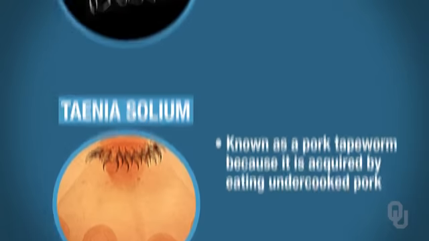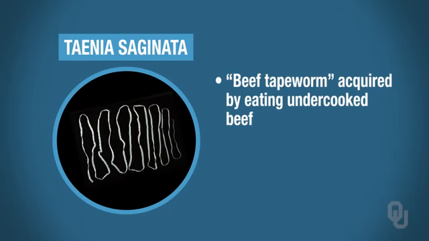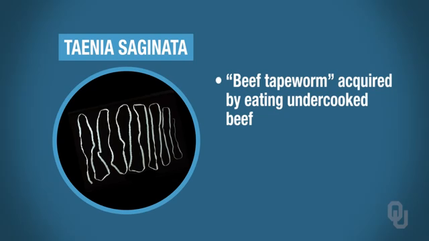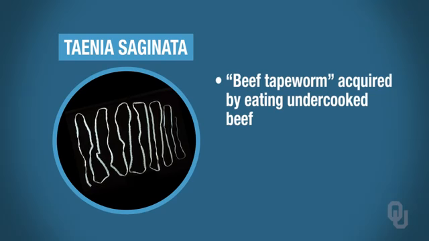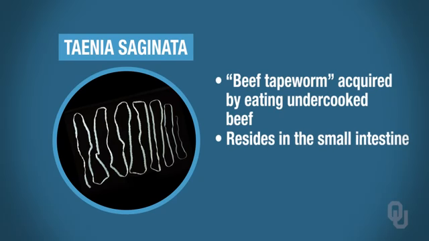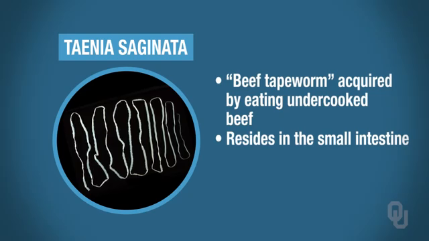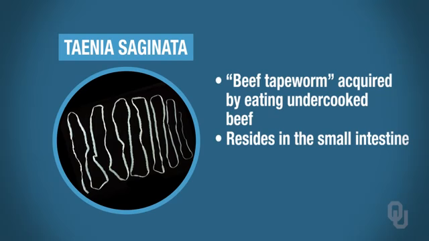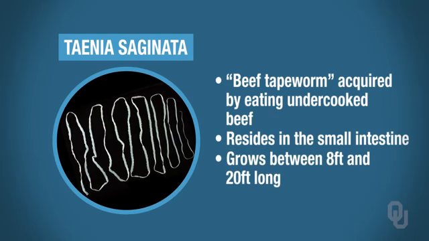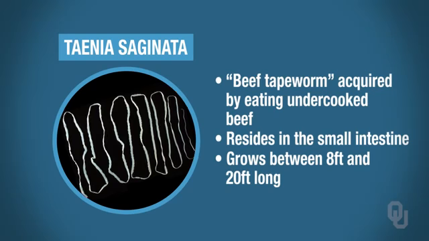There's also a tapeworm called a beef tapeworm. And the beef tapeworm you get from eating undercooked beef. So for those of you that eat your steak rare, careful. Beef tapeworms can reside in your small intestine for quite some time. And then when they die, the entire tapeworm can be released all at once. And they can be up to 8, 10, 20 feet long. Okay, so beef tapeworms are really long.